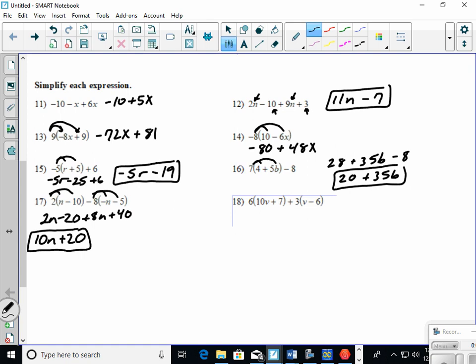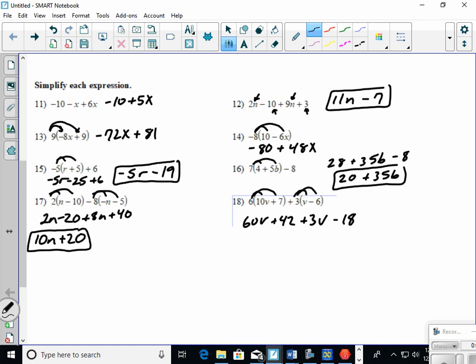18. Distribute the 6. 6 times 10v is 60v. 6 times 7 is 42. And we distribute the 3 through the next set of parentheses. 3 times v is 3v, and 3 times negative 6 will be negative 18.